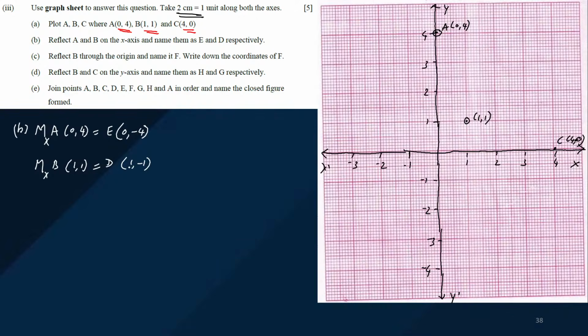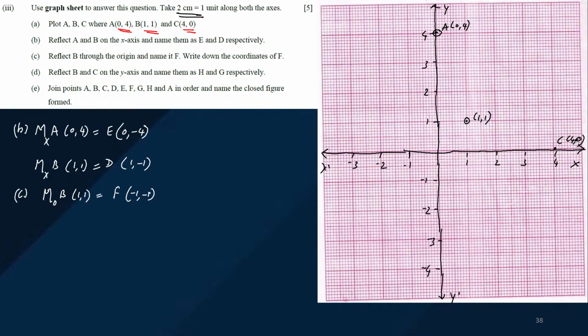Reflect B through the origin. Now next what you have to do, the C question, reflect the point B in the origin. When I reflect the point B in the origin, sign of x coordinate and y coordinate both should get opposite. Okay, minus 1 and minus 1. Right. So when I reflect that one, I should name it as F. Write down the coordinates of F. I have written. Okay, the coordinates of F I have written. So marks will be allotted for all these things, children.